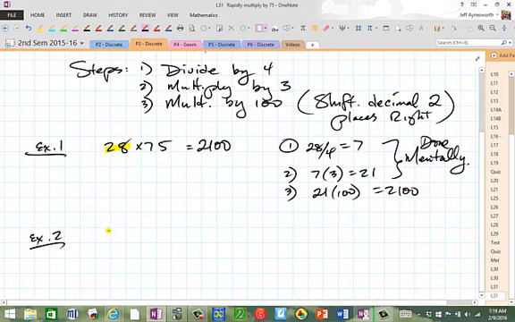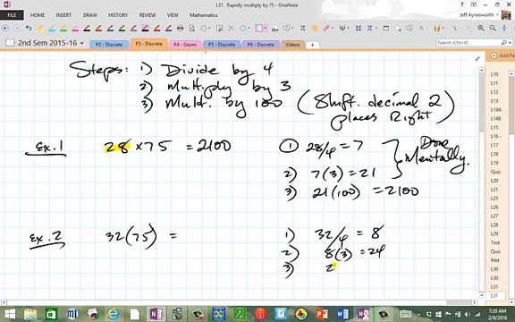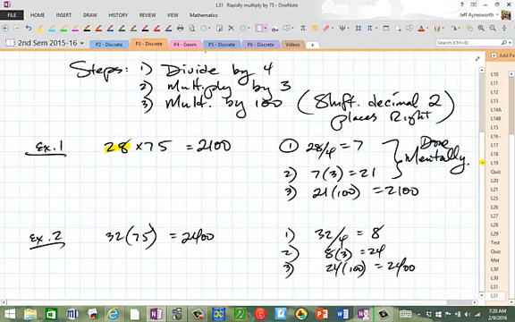Let's do it another time. Let's take 32 times 75. First step, you take 32 divided by 4 to get 8. Second step, not divided by, but times 3, because you multiply by the numerator of 3/4, and you get 24. Then step three, 24 times 100 gives 2400. So this answer is 2400. Let's check it: 32 times 75. Right there, 2400. And that's all there is to it, guys.